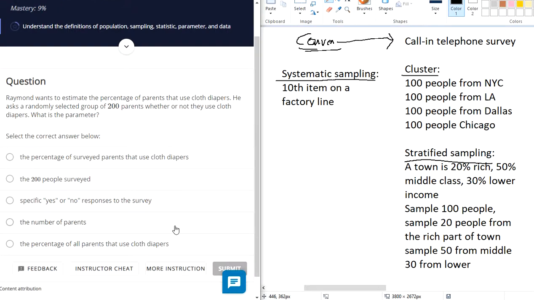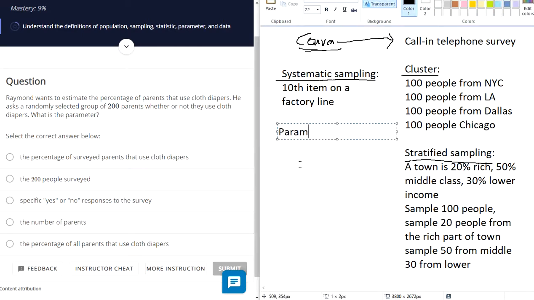So let's do one more of these, then we'll pause so that I don't do all of them. Raymond wants to estimate the percentage of parents that use cloth diapers. He asks a randomly selected group of 200 parents whether or not they use cloth diapers. What is the parameter? We haven't seen those words in this video yet. Parameter.